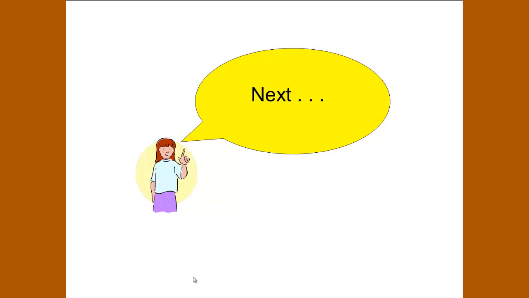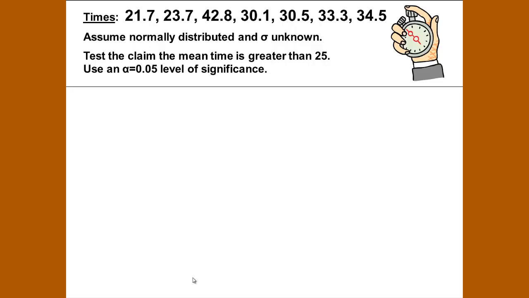Next, let's look at another example. Here we have some times: 21.7, 23.7, 42.8, 30.1, 30.5, 33.3, and 34.5. Assume normally distributed and sigma unknown. Test the claim that the mean time is greater than 25. Use an alpha equal to 0.05 level of significance.